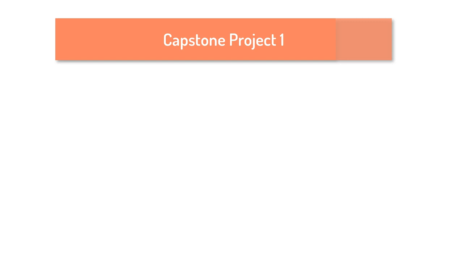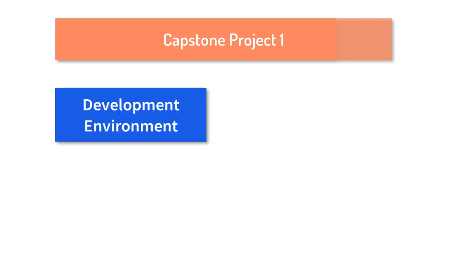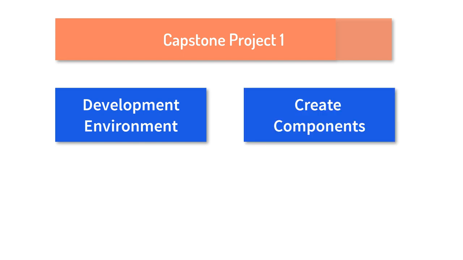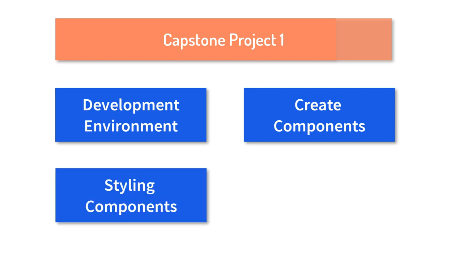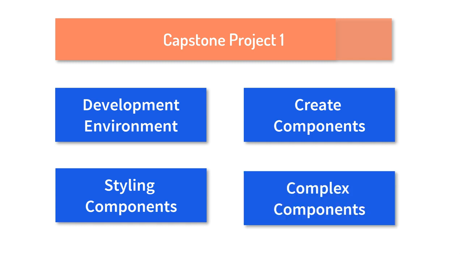Alright, welcome to our first capstone project. We're going to put together everything that we have learned so far. We're going to set up our development environment with script tags. We're going to create components. We're going to create our styling within components to make them highly composable and shareable. We're going to create a couple complex components allowing us to begin to share our components.